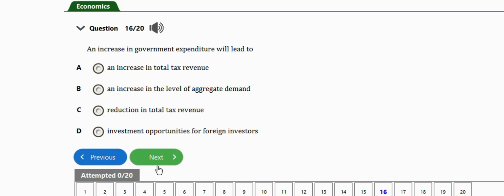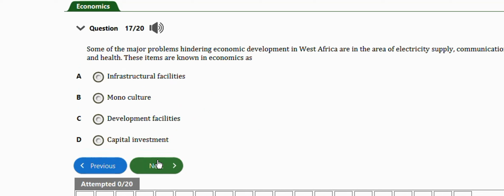Okay, the next question is this one. It says some of the major problems hindering economic development in West Africa are in the area of electricity supply. I think guys, we have already answered this question. Communication, education, and health. These items are known in economics as infrastructure facilities, option A.